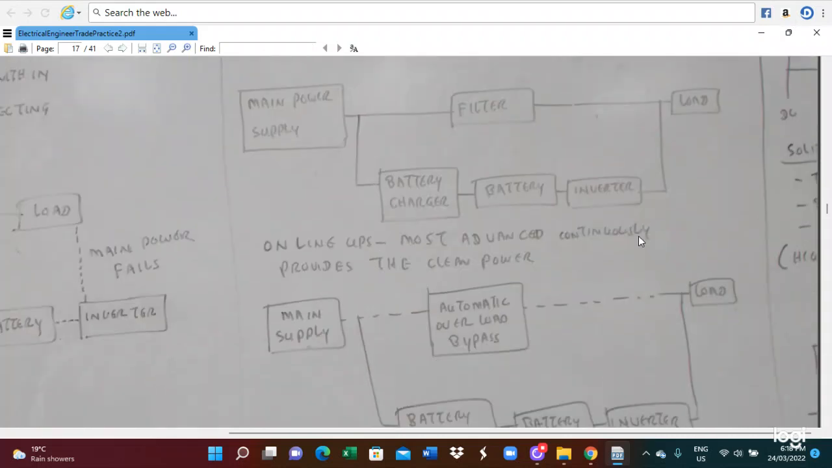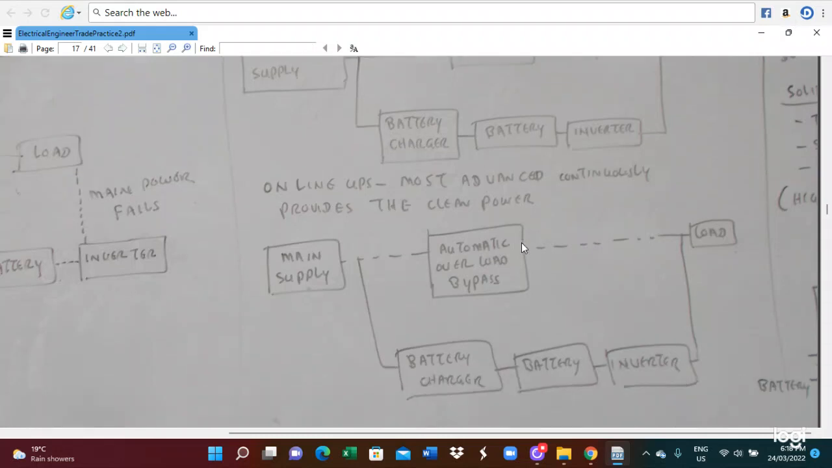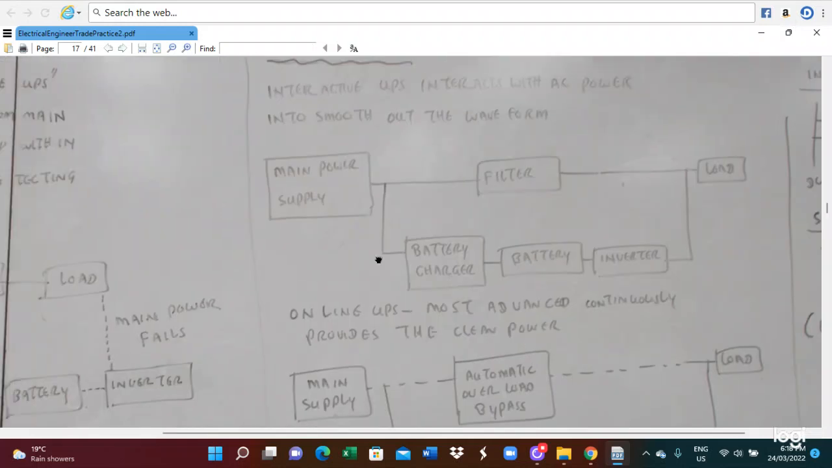So the online UPS has an advantage. It can continuously provide clean power, with an automatic changeover switch to the load. So the battery charger and battery inverter are supplying the load. So this is the online UPS system.